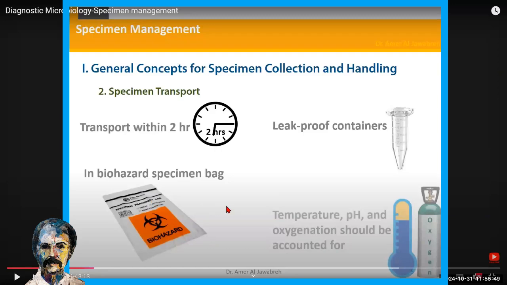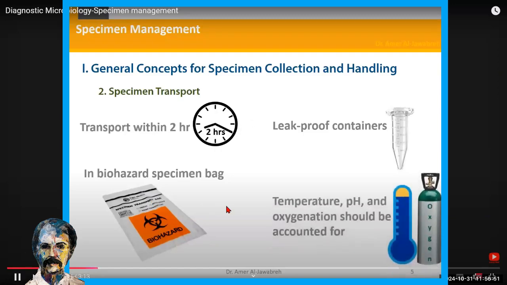Temperature, pH, and oxygenation should be accounted for. So temperature, if you are in a hot area, 40, 42, 45 degrees, some areas in the world, in the Middle East, in Iraq, it's very hot. So you cannot just take a sample like a DNA sample or urine sample and go out in a car without air conditioning or even without a freezer. So this has to be taken into account.